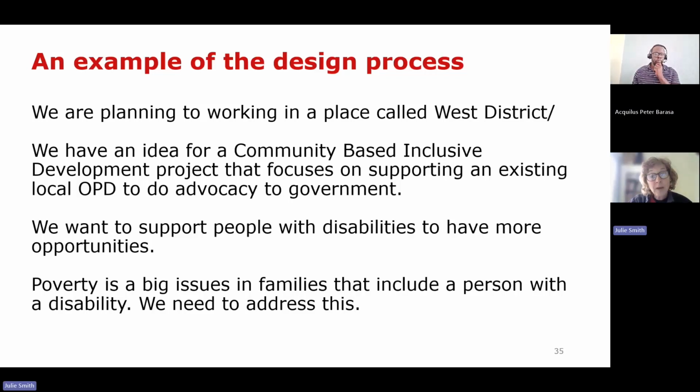We know from our consultations that people with disability and their families are quite poor and marginalised, and there's a lot of stigma and discrimination. And we want to find out what more can be done. We are fairly open-ended at this stage, but know that there's an OPD that could do more with government.